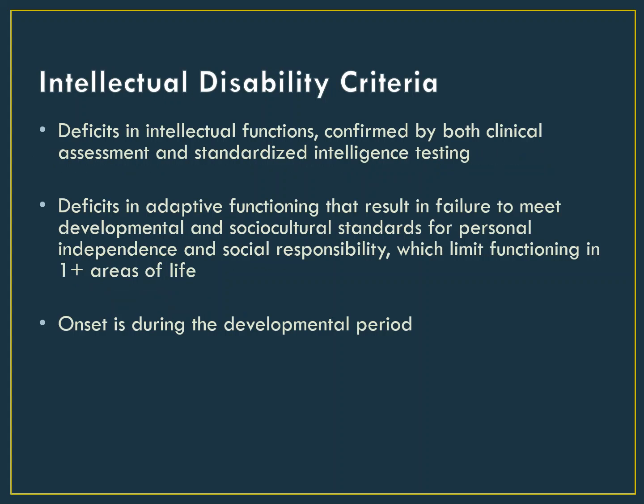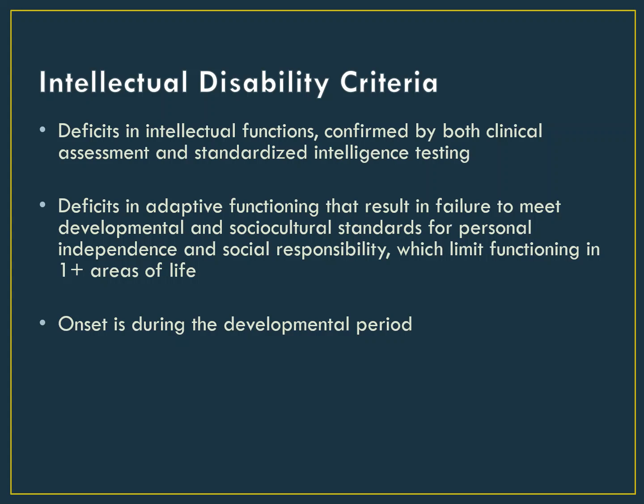Intellectual disability used to be called mental retardation, but it was renamed in the current version of the DSM. The first criterion is that the person must experience deficits in their intellectual functioning, meaning their reasoning, judgment, ability to learn, planning, and problem solving. This must be indicated in 2 ways, both by clinical assessment, meaning through interviews and conversations with a practitioner, and through standardized intelligence testing. This means that the person would undergo something like an IQ test to confirm that their intellectual functioning is below where it should be for their age.